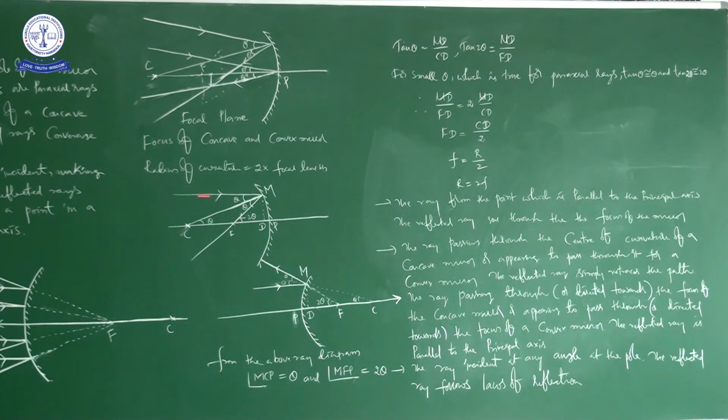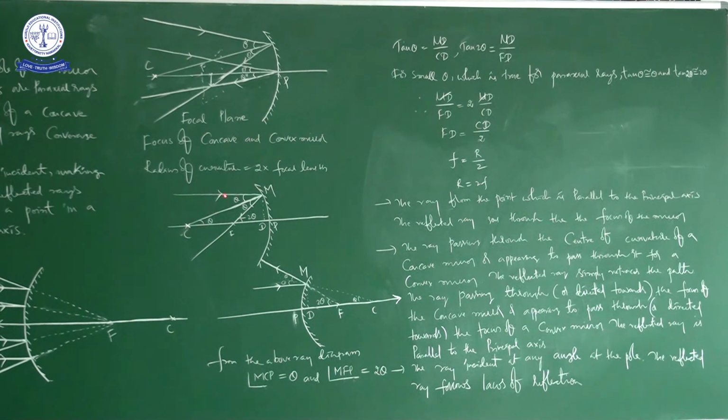Okay. So now we are going to prove this. Radius of curvature is equal to 2 into focal length. See this. So it is the concave mirror. It is the principal axis, incident ray, reflected ray, normal, right? It is F, focus, okay, right.